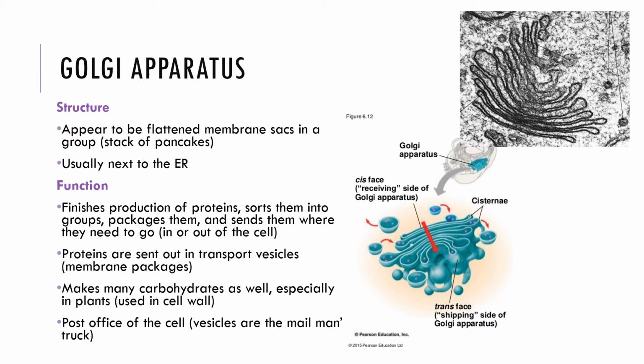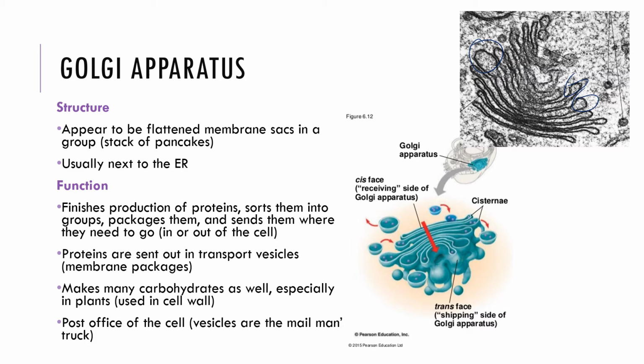So now the Golgi apparatus. This is the final one that we'll talk about when we deal with protein functioning and the main job of the cell of creating proteins. Now, the Golgi looks like flattened membrane sacs in a group. I think it looks like a stack of pancakes that are just really fat on the ends. It's like somebody squished them down in the middle. And usually the Golgi is next to the ER because they share a similar function.